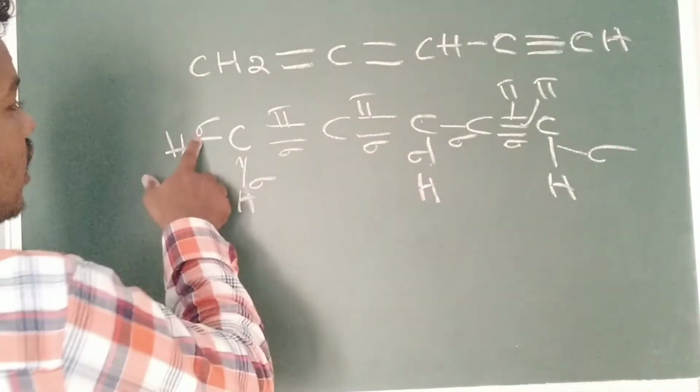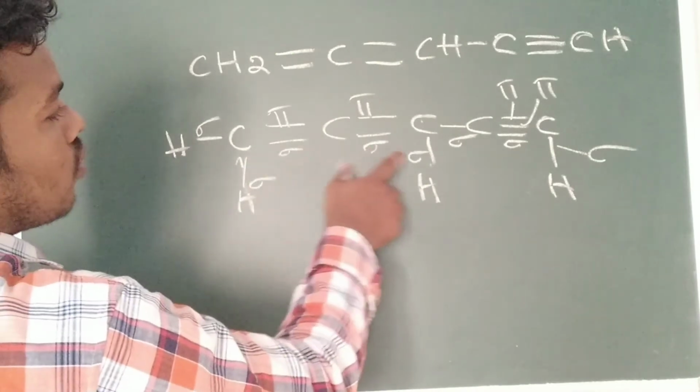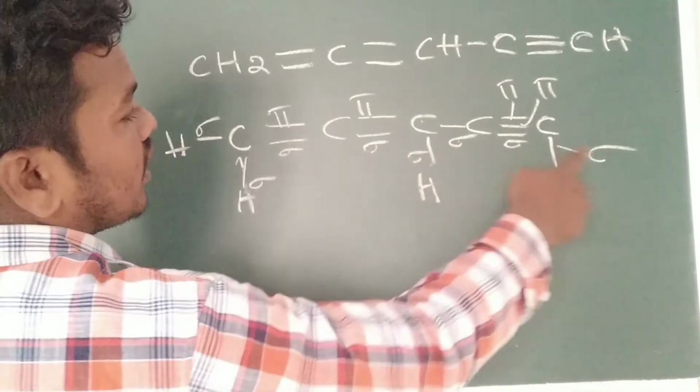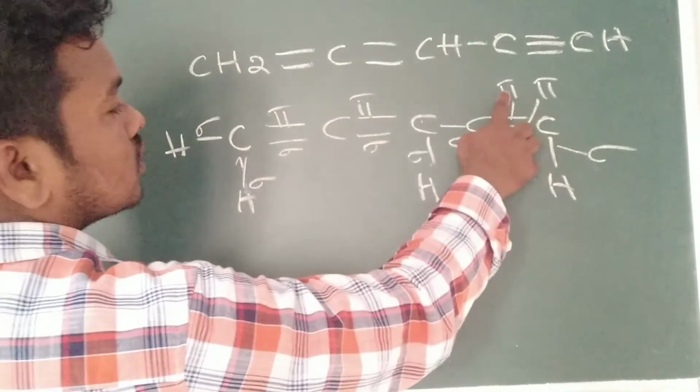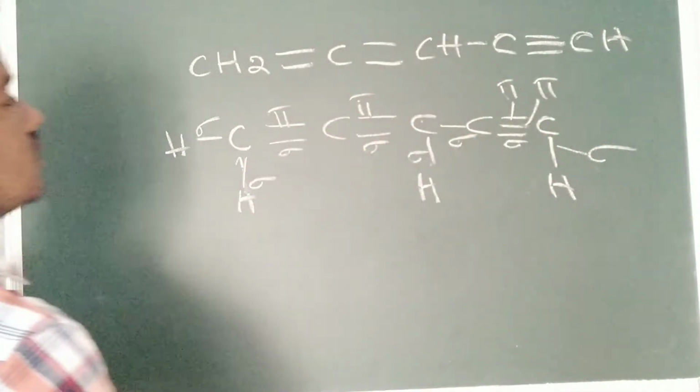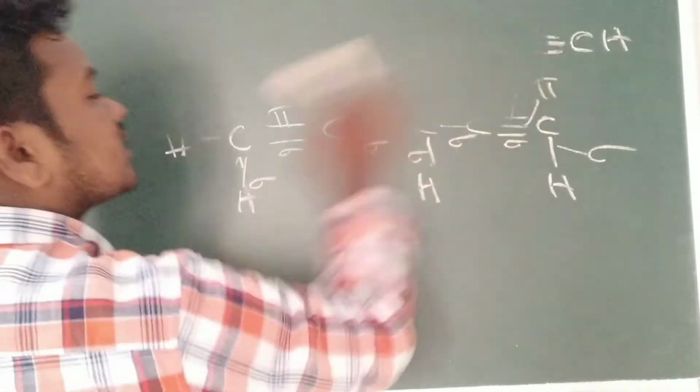So you can see 1, 2, 3, 4, 5, 6, 7, 8 sigma bonds. How many pi bonds? 1, 2, 3, 4. There are 4 pi bonds. Let us see another structure.